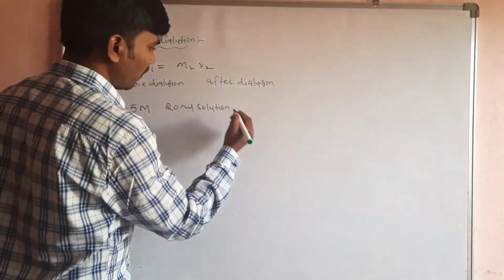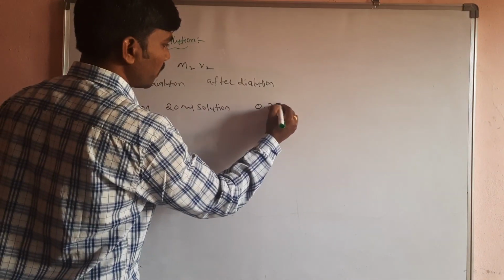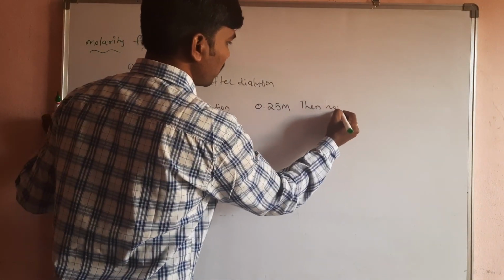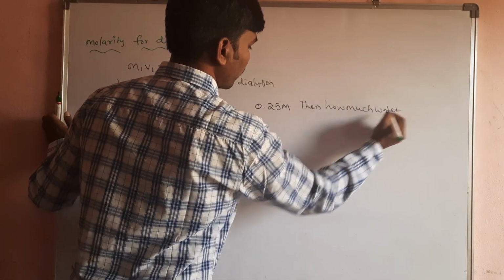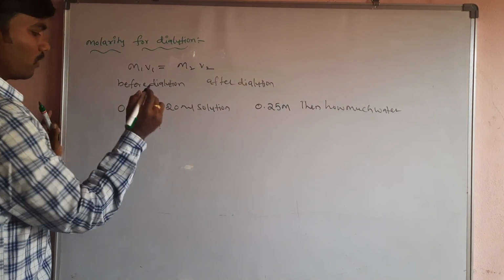For example, to understand the concept, I am taking a 0.5 M, 20 ml solution. I want to convert this 0.5 M solution to 0.25 M. Then how much water do I have to add? The added water is what we have to calculate.